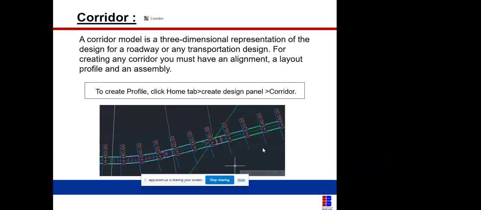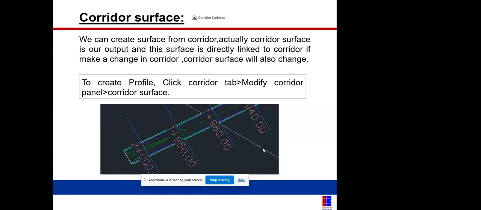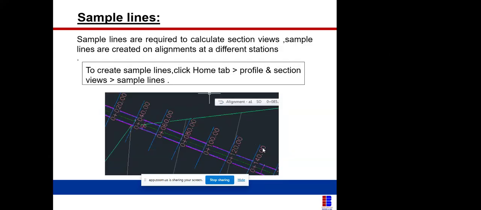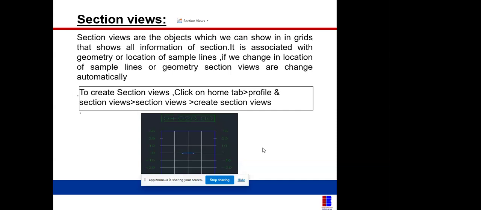Then from there, we'll create the road corridor, using the assembly to build across the corridor of the road. After this, we'll create a corridor surface. This corridor surface enables us to do our actual computation for the cut and fill for the road. After the corridor surface, we will do sample lines. Sample lines cut at every section at 25 meter or 20 meter intervals. From there, you produce your cross-sectional drawings, which is the last aspect of the road design.